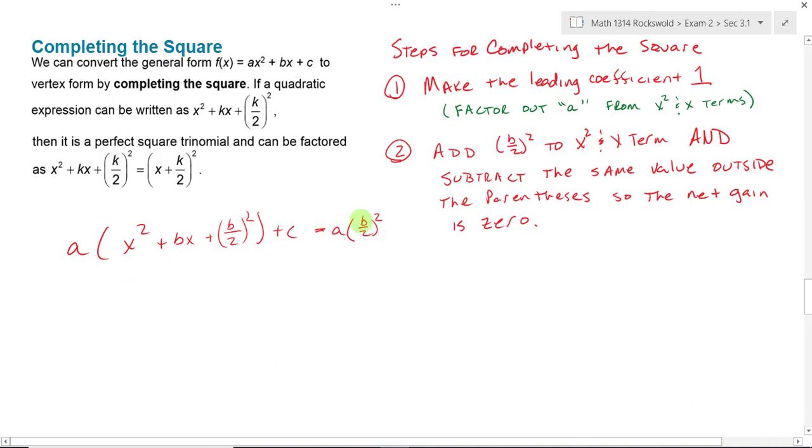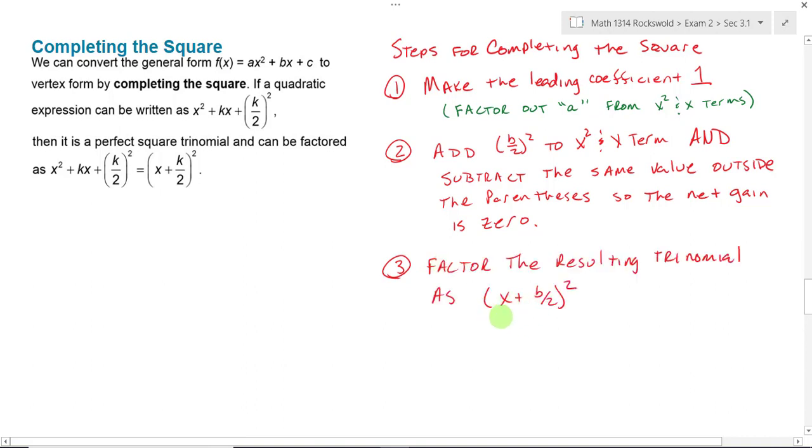I don't normally write this step. I'm probably going to erase this, so write it down if you think you need it. When we go through an example problem, I'll point this out again. Now you're left with a perfect square trinomial, or a trinomial that will factor into a perfect square. You want to factor it. The resulting trinomial will factor into x plus b over 2 quantity squared. Then you've got your vertex form.